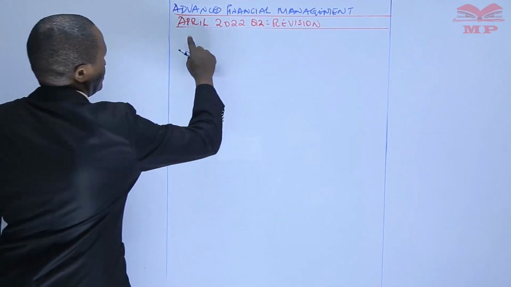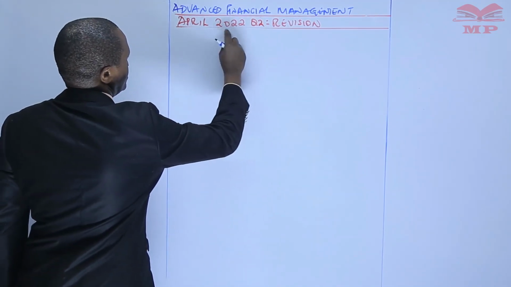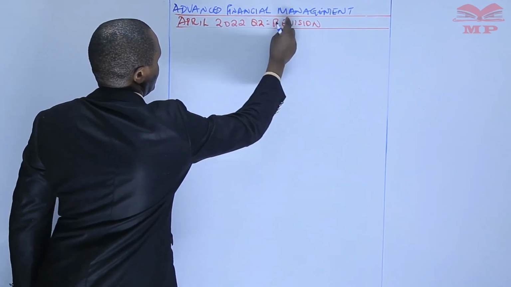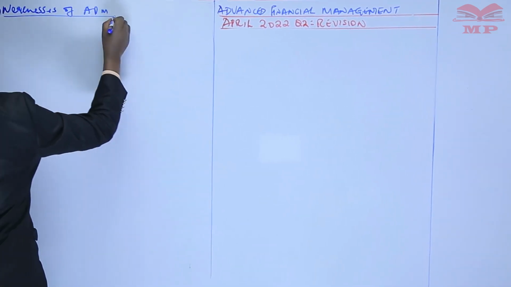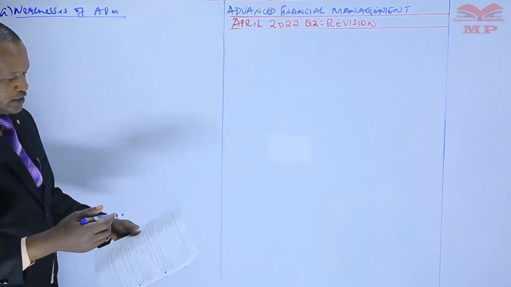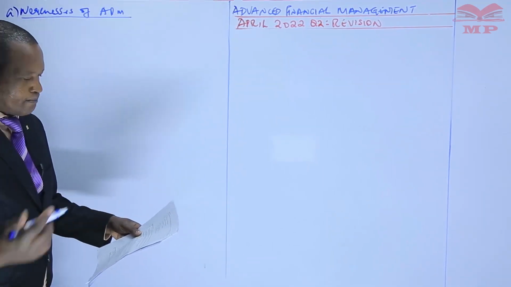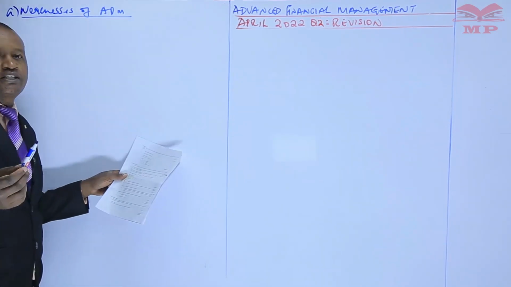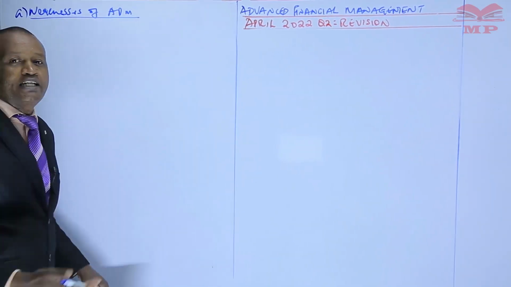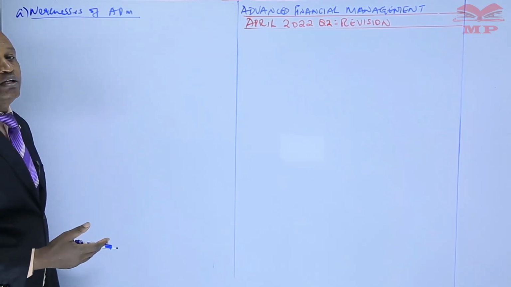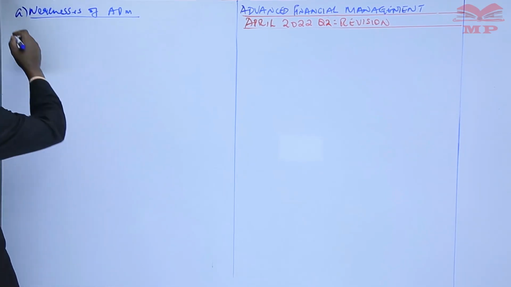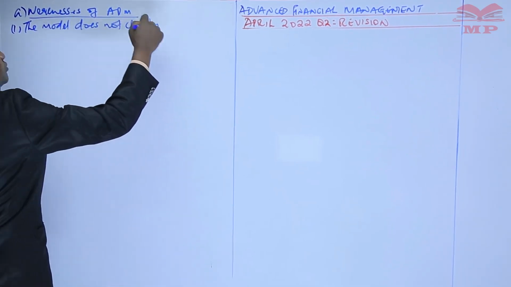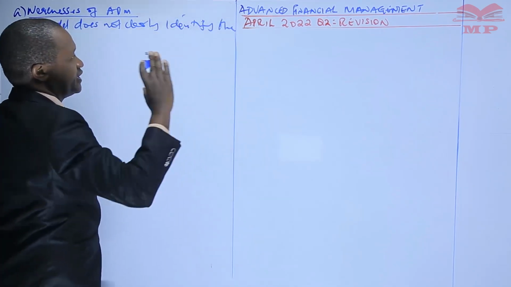We are answering question 2, April 2022, Advanced Financial Management. Question 2, part A, weaknesses of the arbitrage pricing model. Now, the first weakness is that the model does not clearly identify the economic factors that should be included in the model. Number 1, does not clearly identify the factors.